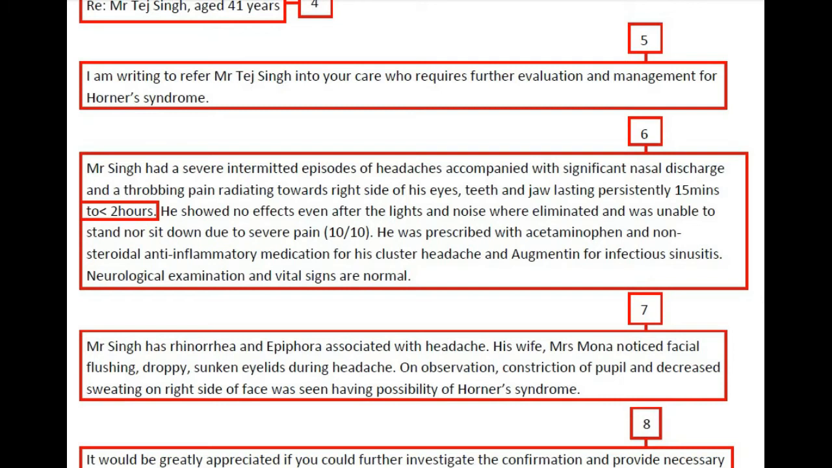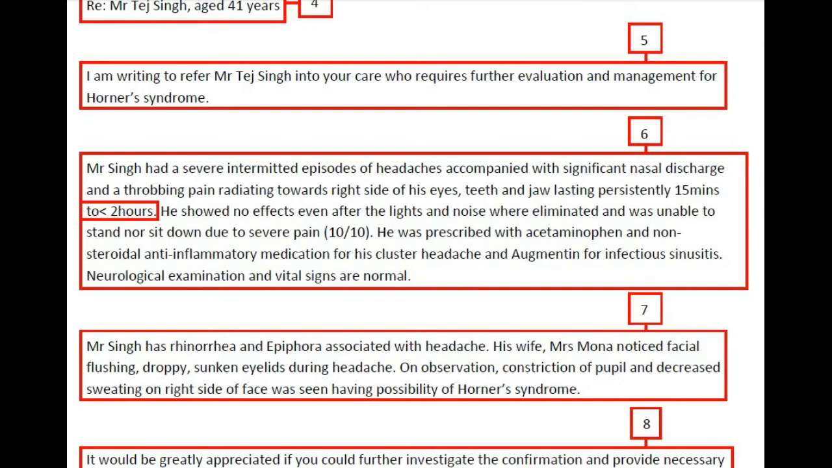Again, he was admitted on 24th January 2017 with a history of intermittent episodes of headaches accompanied with significant nasal discharge and a throbbing pain radiating towards the right side of his eyes, teeth and jaw lasting persistently for 15 minutes to less than 2 hours. He felt no effect even after the lights and noises were eliminated and was unable to stand or sit due to severe pain. His neurological examination was normal and the assessment was cluster headache, and he was prescribed acetaminophen and non-steroidal anti-inflammatory medication.